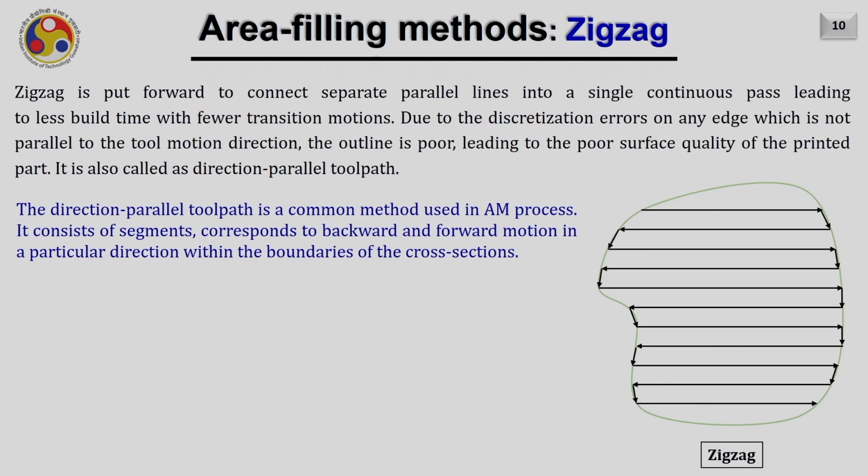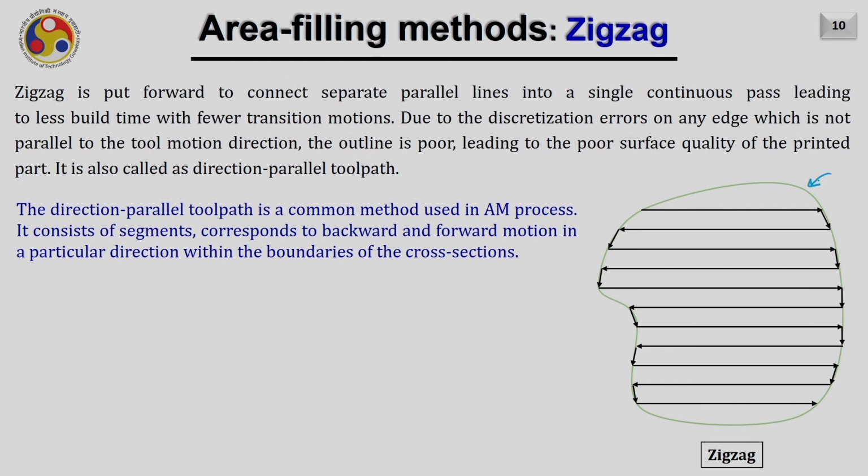The next very popular area filling method is zigzag. Zigzag is put forward to connect separate parallel lines into a single continuous pass, leading to less build time with fewer transition motions. As you can see in this diagram, the tool path starts adding material from this point onwards. It follows just the X axis, very similar to what we discussed in the X raster, but in the end the tool doesn't lift.